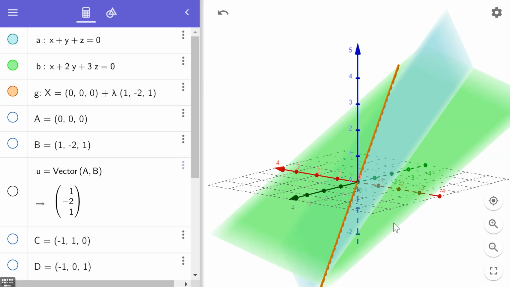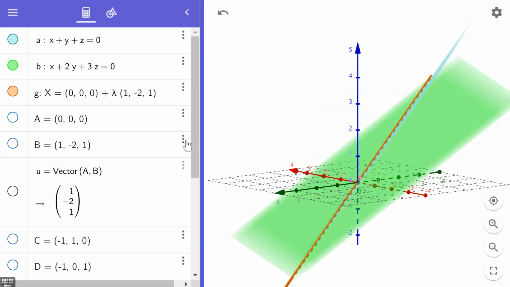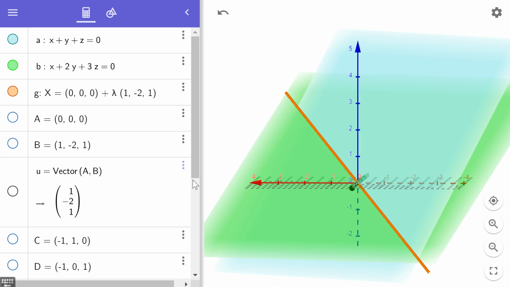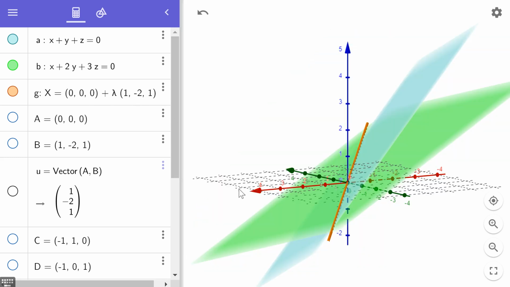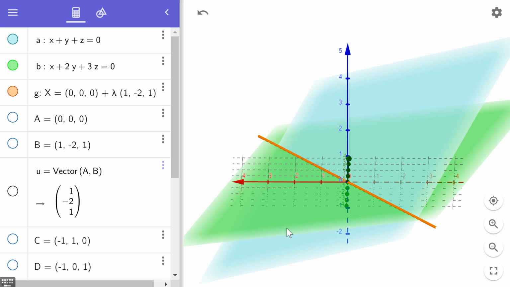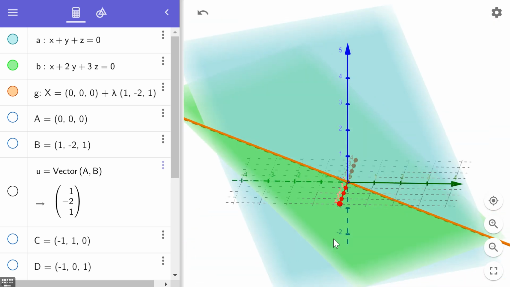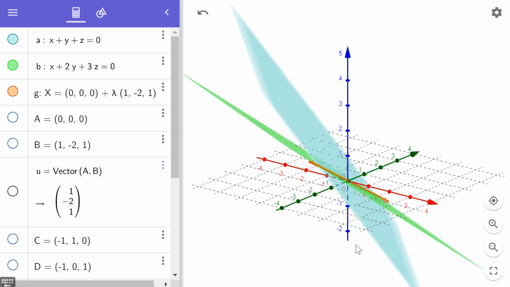Okay, so this is the same picture that we saw in example 3.5. I have two planes. My blue plane is x plus y plus c equal to 0. And my green plane is x plus 2y plus 3c equal to 0. And the orange line is the intersection of the two. So this is the answer to my part A.